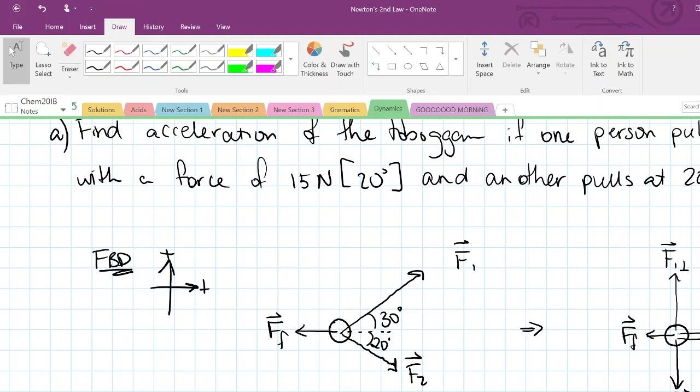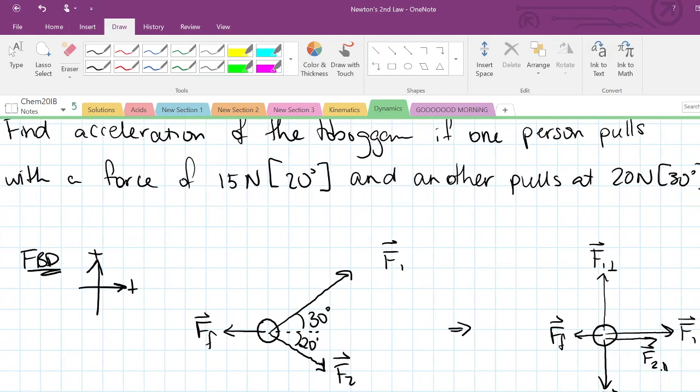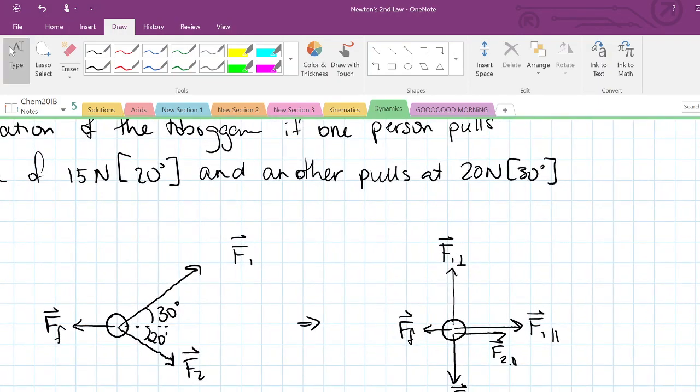Now, because these forces are being applied at an angle, they're going to have components. If I break this free body diagram into the individual components acting in the horizontal and vertical directions, on the horizontal there's going to be a parallel component to my first force and a parallel component to my second force, which I'm showing here. And there's going to be a perpendicular component to my first force and a perpendicular component to my second force, which I'm showing here.